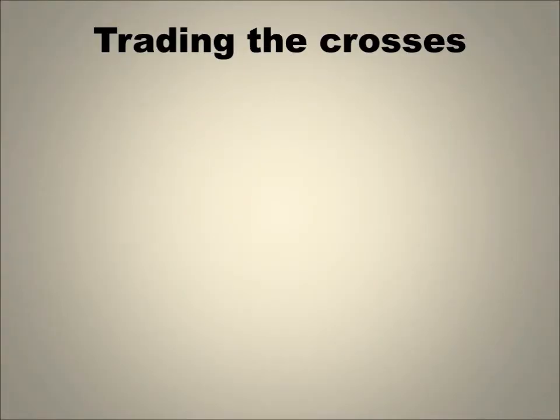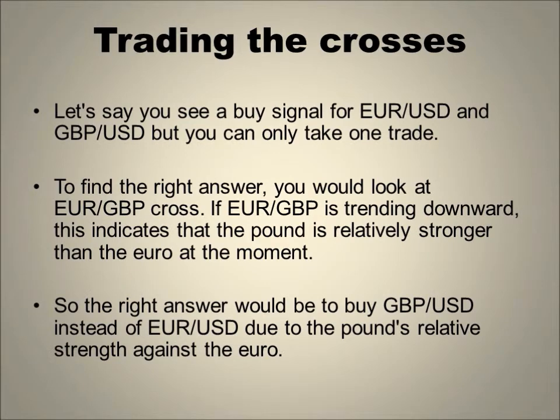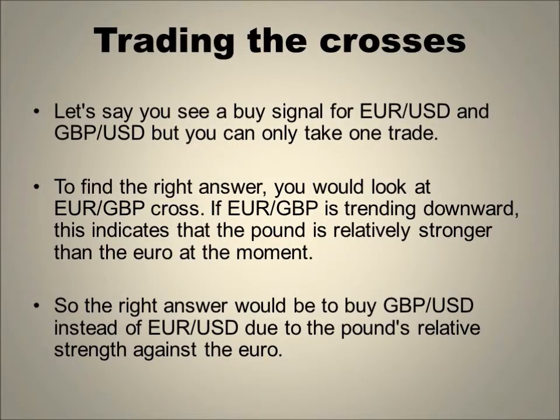Now, how do we trade the crosses? We do it like this. Let's say you want to see a buy signal for the euro dollar pair and the pound dollar pair, but you can only take one trade. So, which trade do you take? Well, in order to find out which pair to take, we look at the euro pound cross. And if the euro pound cross is going down, that indicates that the pound is getting stronger than the euro at the moment, which means many investors will go long on the pound dollar pair in order to save money on the spreads and to maximize their profits.